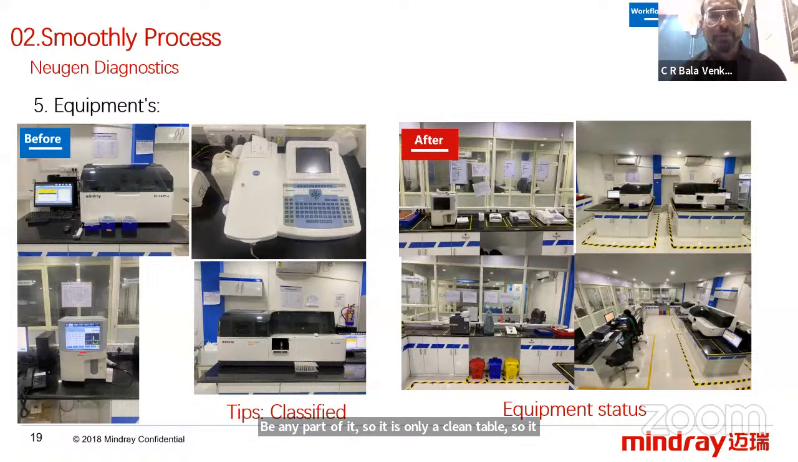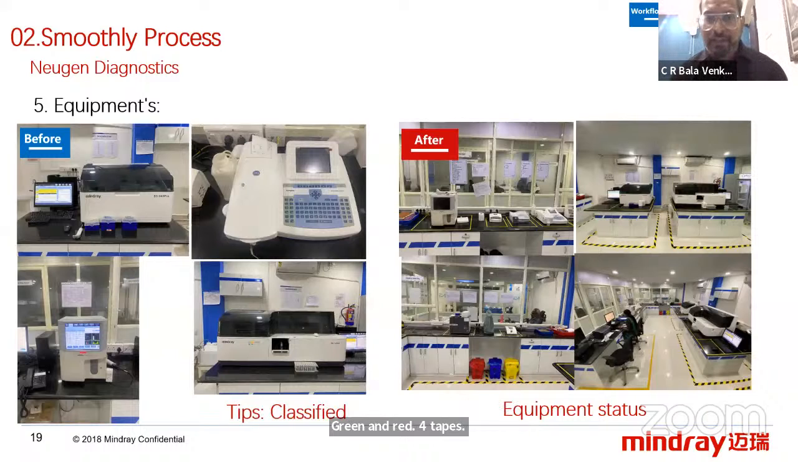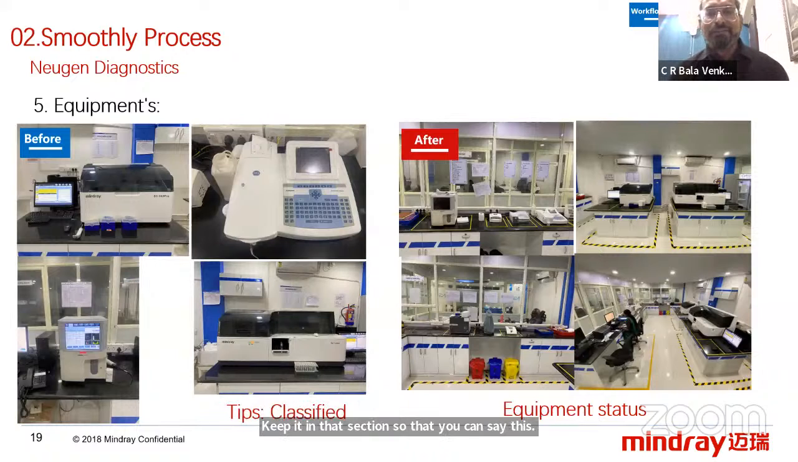So we have the three types of tapes which we are using. One is white, yellow, green, and red. Four tapes for the tables, which will give an indicator. Green, it's clean area. White tape, we say that unused things can be kept, like papers, telephones, those kinds of things. You can keep it in that section. And we have red mark, where you can say it is a little bit contaminated area.